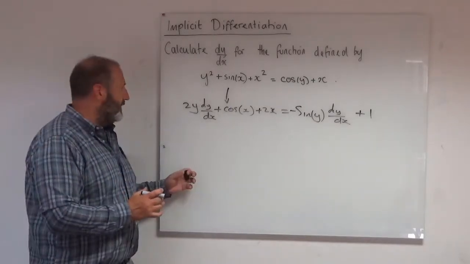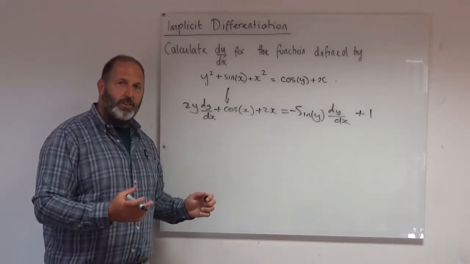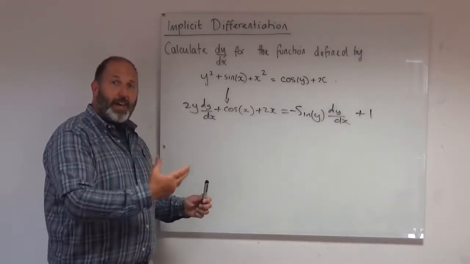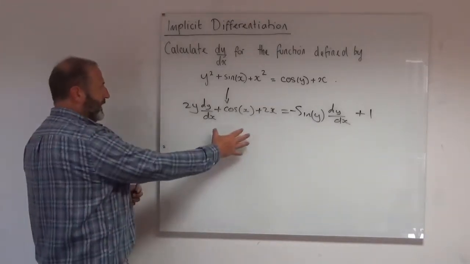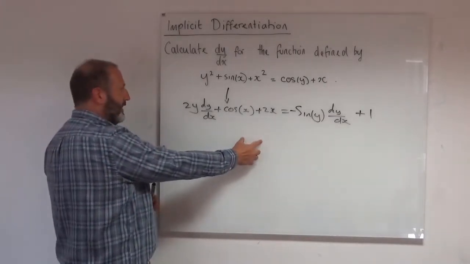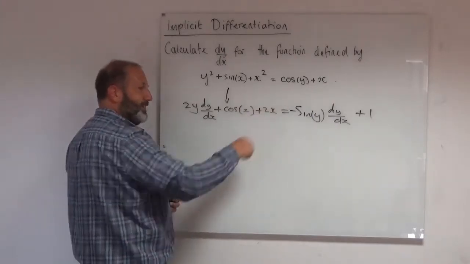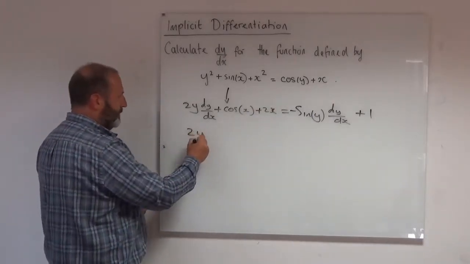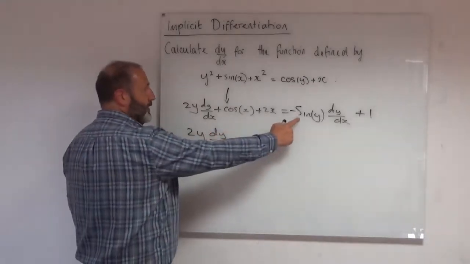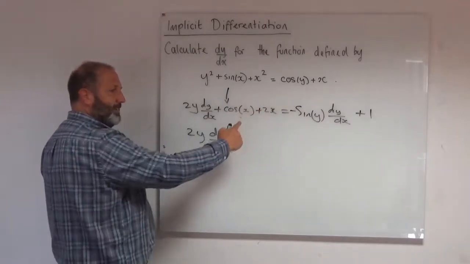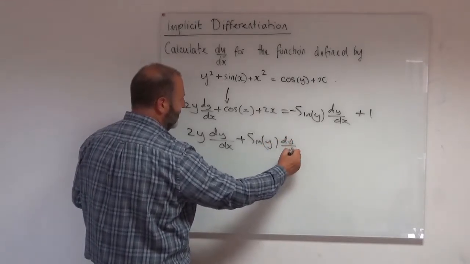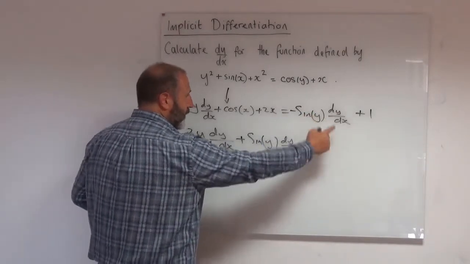If I can rearrange it, to get dy dx on its own, I've finished. So what I want to do is get any term with a dy dx on it to one side and any without to the other. So I'm going to keep this left hand side for my dy dx term. So I need to drag this one across here and then perhaps get rid of the cos x and the 2x to the other side. So 2y dy dx. I'm going to drag this minus sine of y dy dx to this side where it becomes a plus sine y dy dx. And I'm left with that 1 on the end.